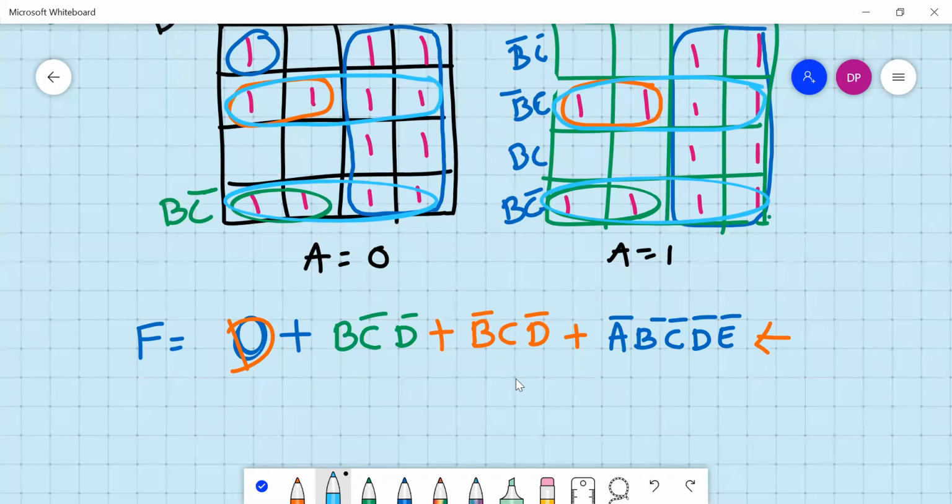So what will be the expression? BC bar will be D. And for BC bar, these are 8 terms taken together. What will be the answer for 8 terms taken together? BC bar.